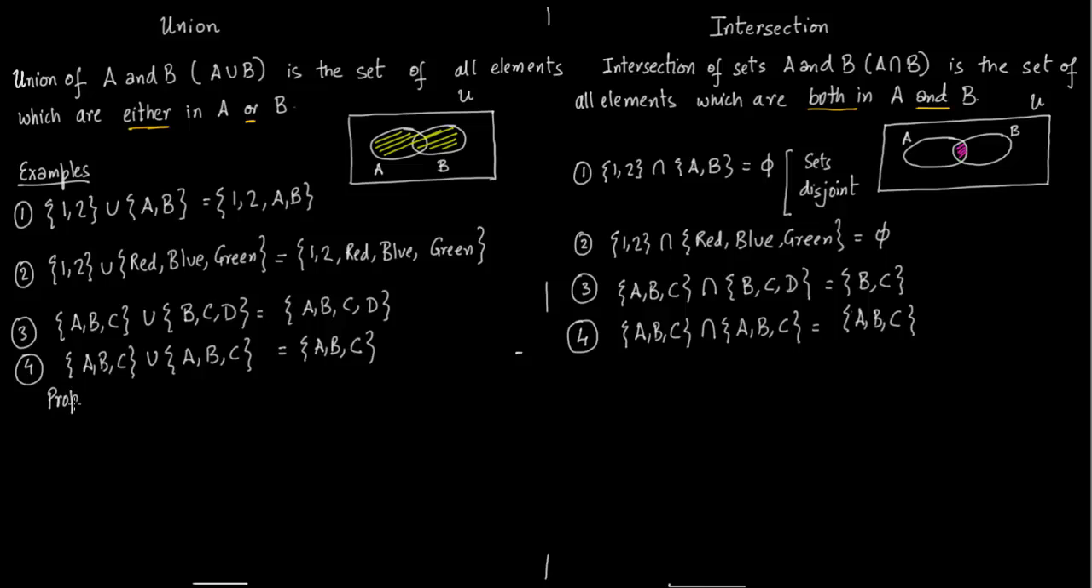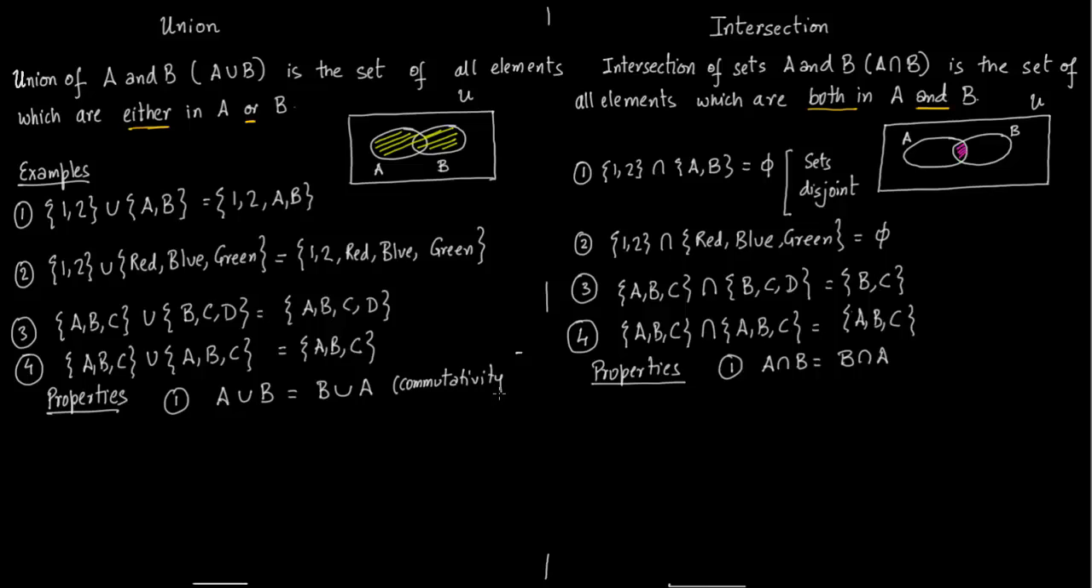Now let us talk about some properties of union. The first property is, it does not matter in which order you perform the union. So you can do A union B or B union A, it does not matter. You can see this, for example, for all the examples above, 1, 2, 3, 4. Similarly for intersection, it does not matter how you perform the intersection. You can see that in the examples listed 1, 2, 3, 4. This property is called commutativity.